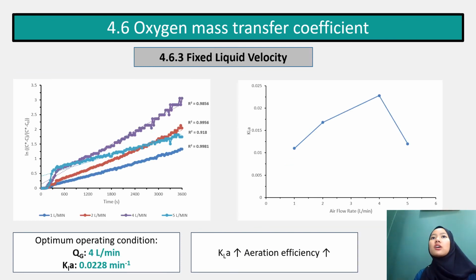Now moving on to the oxygen mass transfer coefficient for the fixed liquid velocity. Similarly to the previous one, this KLA is plotted by taking the slope of the graph. As you can see, at 4 liters per minute, it exhibits a high KLA value. This high KLA value shows that the aeration efficiency also increases, because the KLA determines how much oxygen is being transferred into the system. Alright, so now moving on to the next slide.